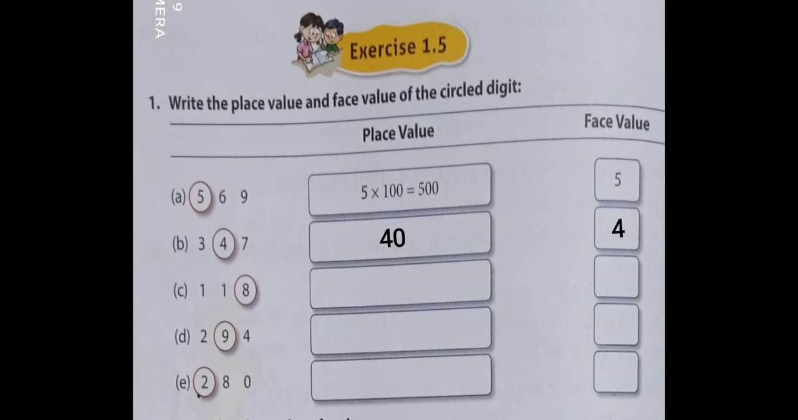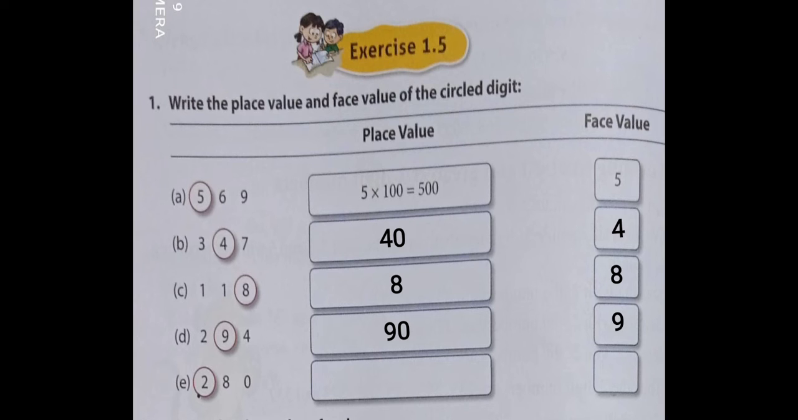Coming to C part, the number is 118 and 8 is circled. So we will write the place value and face value of the digit 8. Now 8 is at one's place, so the place value is the same, that is 8 only, and face value is the digit itself, that is also 8. Coming to D part, now 9 digit is circled, so 9 is at tens place. Yes, so 9 tens means 90. This is the place value and face value is the digit 9.